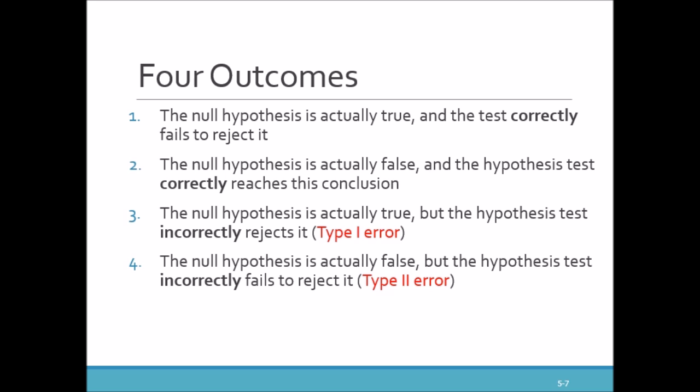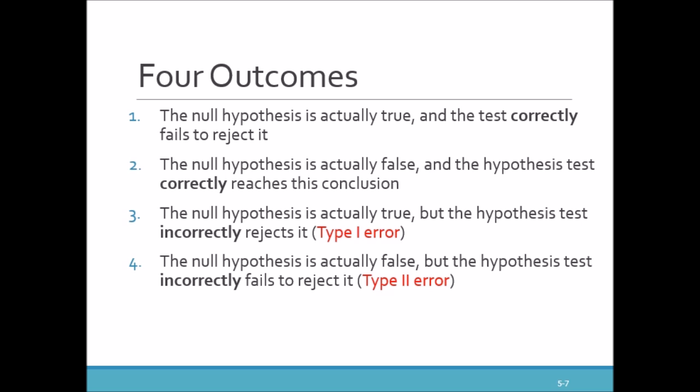So there's four possible outcomes. The null hypothesis is actually true, and the test correctly fails to reject the null hypothesis. So if the null hypothesis is actually true, we don't say we accept the null hypothesis, we say we fail to reject it, right? Because what we're trying to do is reject the null hypothesis in favor of the alternative. That is the main goal through hypothesis testing. So if we come across a true null hypothesis, then our test correctly fails to reject that null.